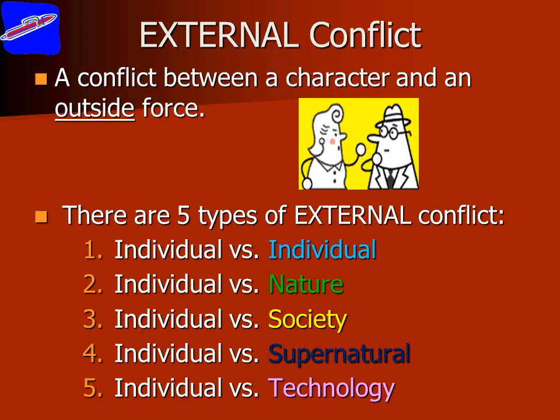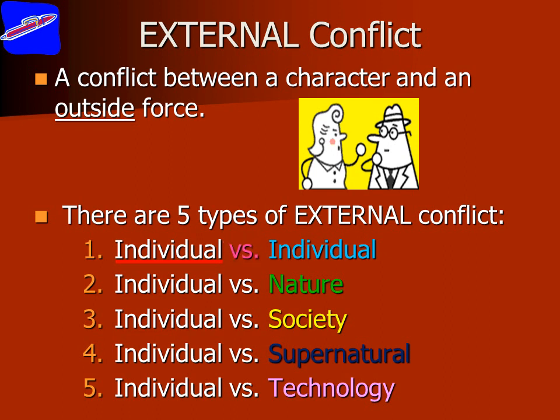When we look at these 5 descriptions, notice what each of them has in common. They all begin with the word individual, which can sometimes be interchanged with other words such as character, as in character versus nature, etc. Notice also the word versus, abbreviated as VS.